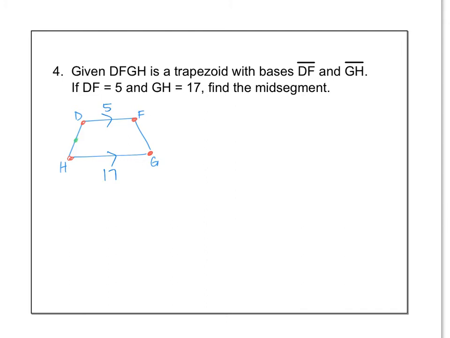So if you find the middle of this side and the middle of this side and connect them, then that is what we are looking for, that segment in the middle, that green segment. So remember the formula. To get the midsegment, we add 5 plus 17 and divide by 2. So that's 22 divided by 2, which is 11. They did not label, so we do not need to label.